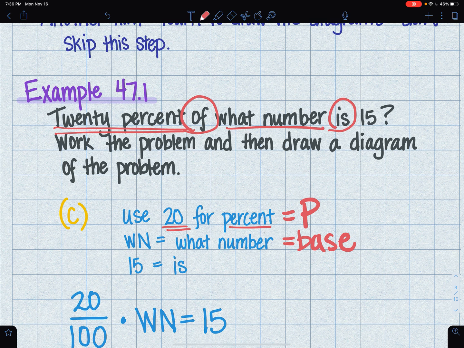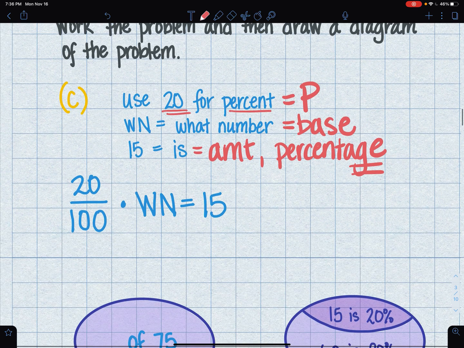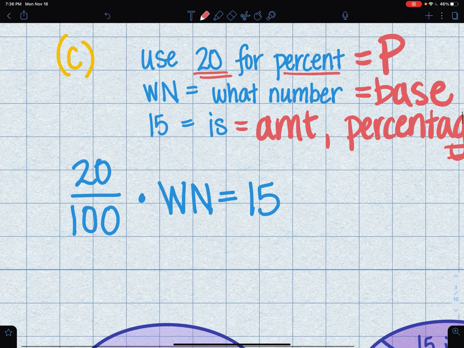Now is the amount or the percentage. So I'm going to put amount, I'm just going to shorten it, or percentage. I'm not going to shorten this one because I want to emphasize that it's percentage, not the percent. Okay? So make sure that that makes sense to you. Those are the numbers that we're going to plug in. And if you just plug it into equation C, you end up with this. 20, because there's your P, 20 over 100 times what number?